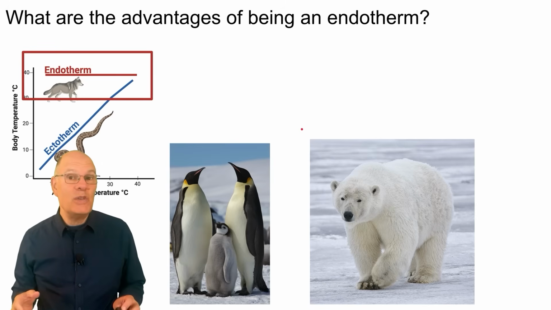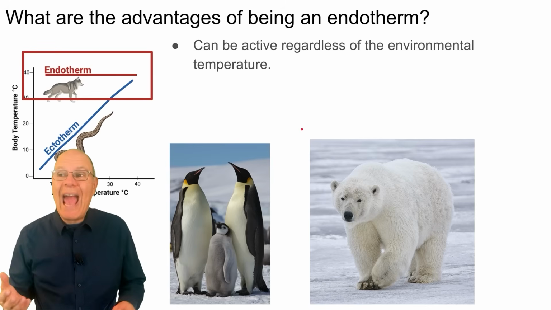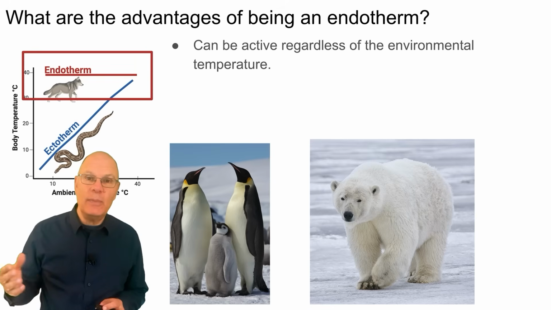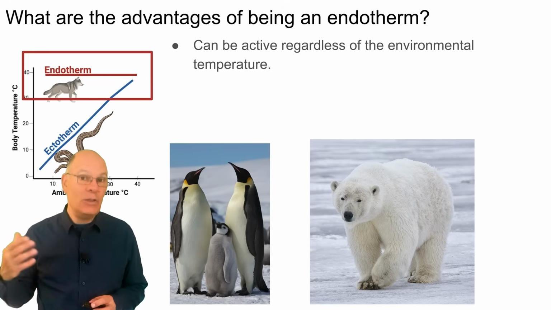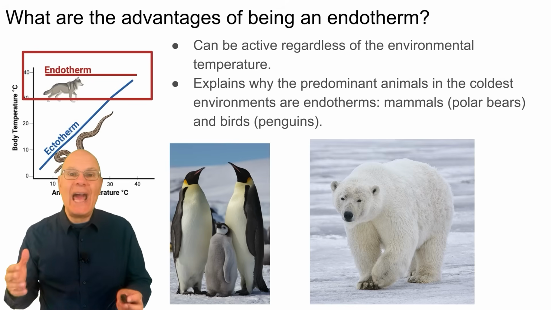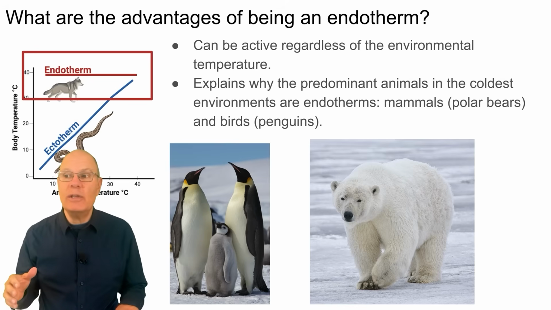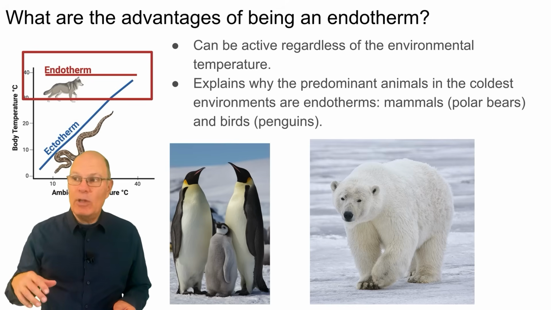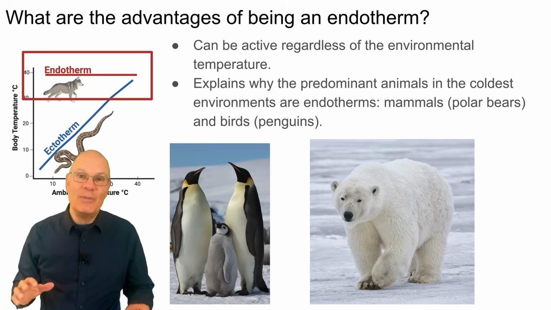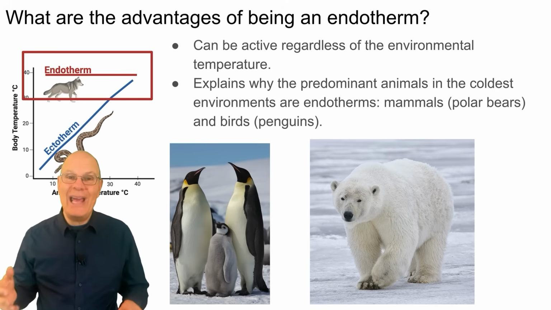What are the advantages of being an endotherm? You can be active regardless of the environmental temperature, and that gives you flexibility throughout the seasons and whether it's day or night. And it explains why the predominant animals in the coldest environments are endotherms. Mammals like polar bears and birds like penguins. Those are the animals that can survive on snow and ice.